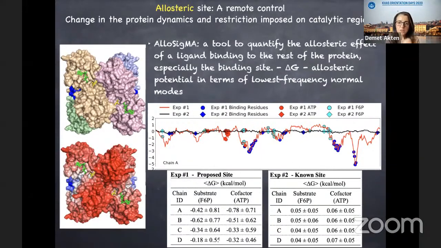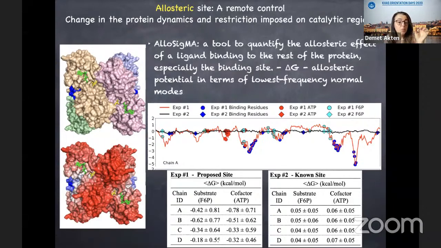And there was a tool out there which we all know now, AlloSigma, maybe you've heard, a very powerful tool, to quantify the allosteric effect of a ligand binding, but not only ligand binding, also mutation. When you mutate a residue, how this mutation will propagate throughout the receptor and affect the dynamics of the other sides of the receptor. This is what allostery is all about. When you bind something at a certain site, how the effect propagates and reaches distant regions in the protein. Okay, this is what allostery is all about.